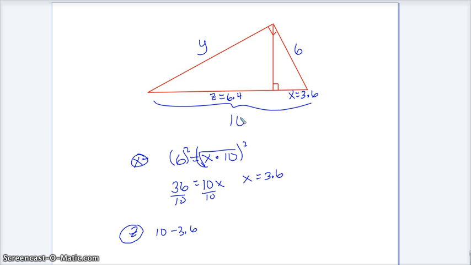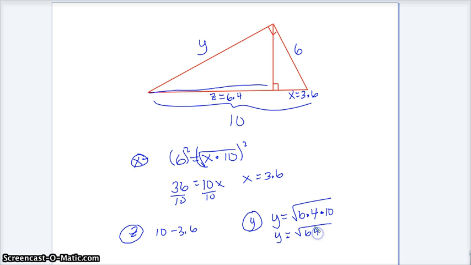Lastly, to find y, I can again set up my equation. Y equals the square root of the part connected to y, 6.4, times 10. Y is now equal to the square root of 64, and we all know the square root of 64 is equal to 8. Woohoo! We found all of my variables.